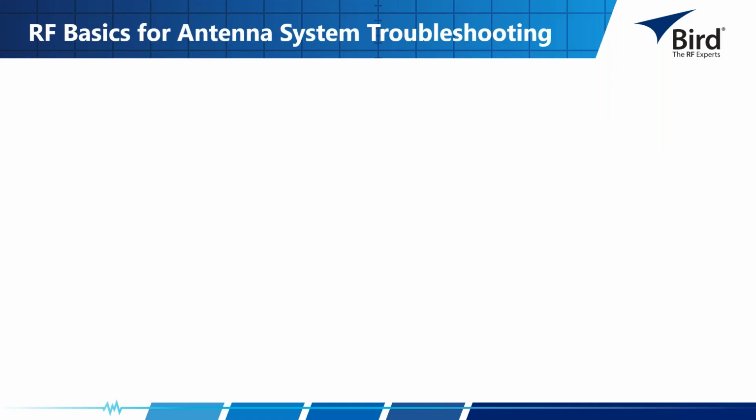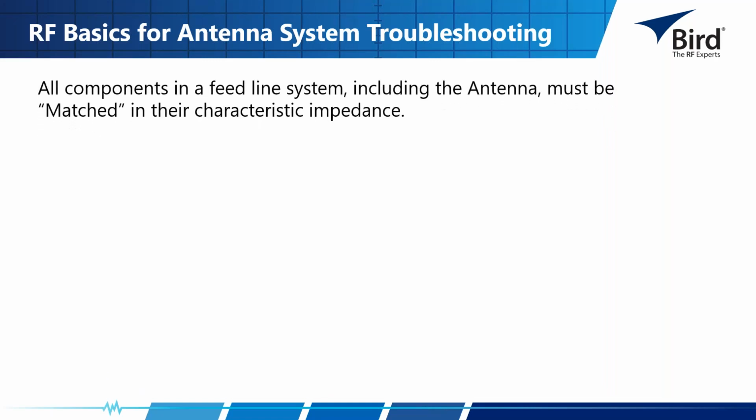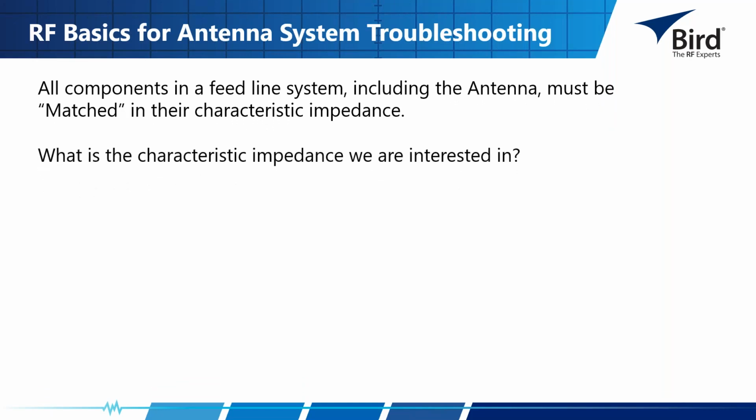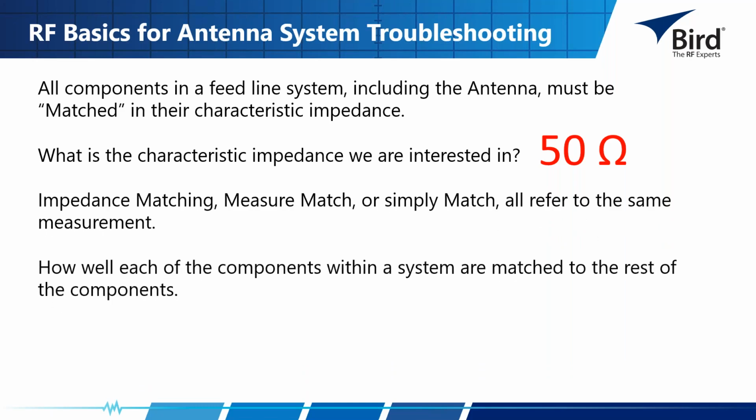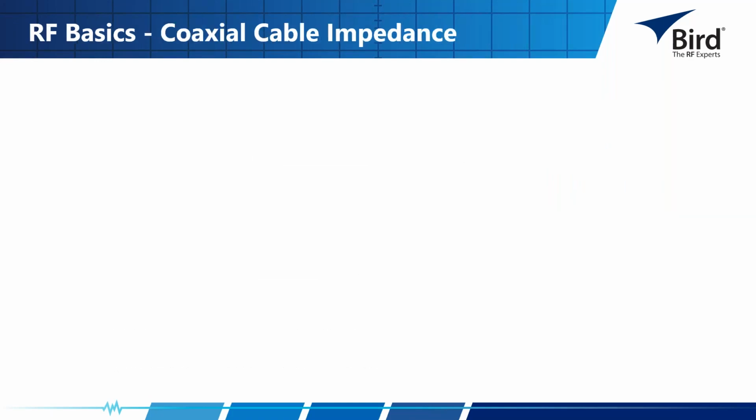Some RF basics we'd like to touch on. All components in a feed line system, including the antenna, must be matched in their characteristic impedance. What is the characteristic impedance we are interested in? 50 ohms. Impedance matching, measure match, or simply match all refer to the same measurement. It is how well each of the components within a system are matched to the rest of the components. And this is measured in either VSWR or return loss.